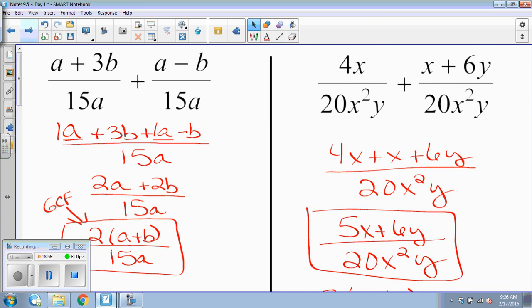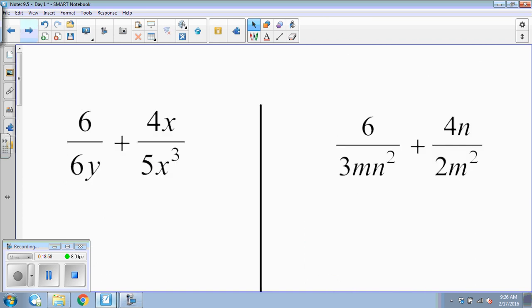All right. Now let's look at some where the denominators are not the same. Now, we cannot combine those tops until the denominators are the same, right? Okay. So, back to regular old fractions. So, let's say we had 2/3 plus 1/4. How do we find a common denominator?